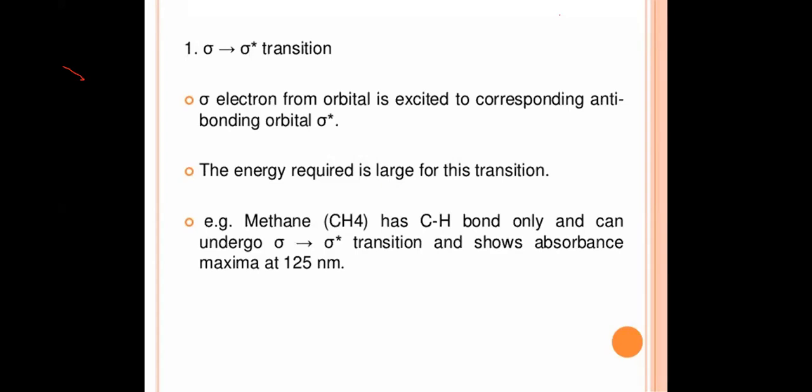Even yesterday I asked you regarding this: why is more energy required for sigma to sigma star type of transitions? Obviously, sigma bonding is a strong bonding as compared to the pi bonding. Why is the sigma bond strong? Because it is an axial overlapping of the orbitals. That's why it is strong as compared to the pi bonding.